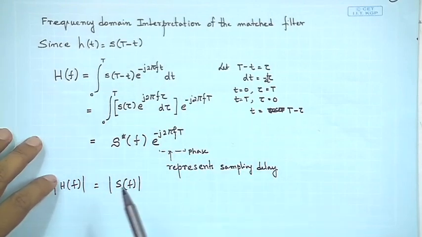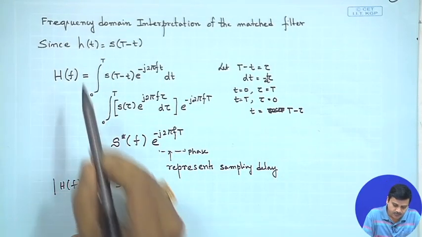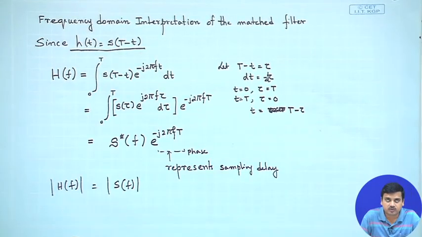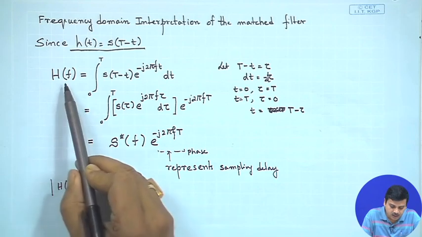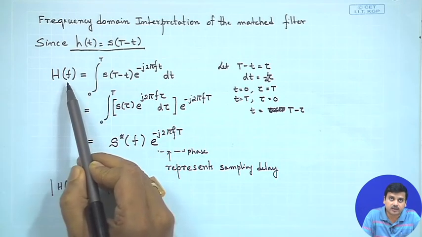So, moving down further, let us look at the frequency interpretation of the matched filter. Since h of t is matched to the signal, h of f is obtained by Fourier transform of h of t.